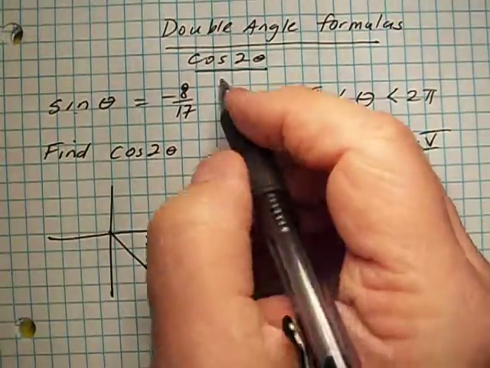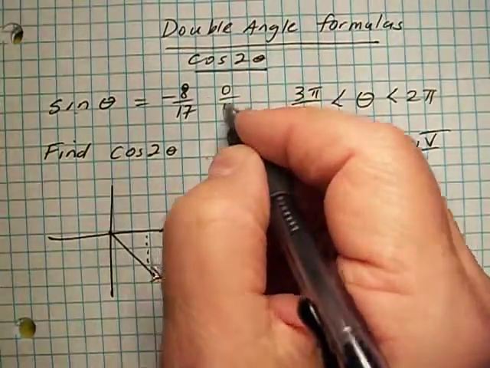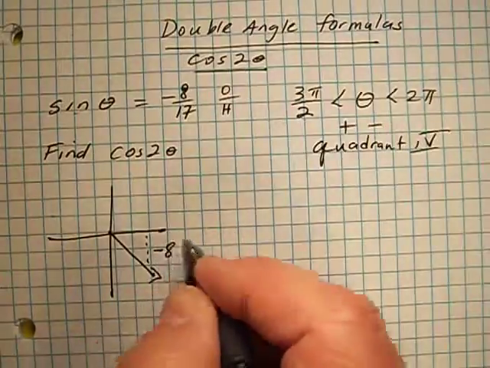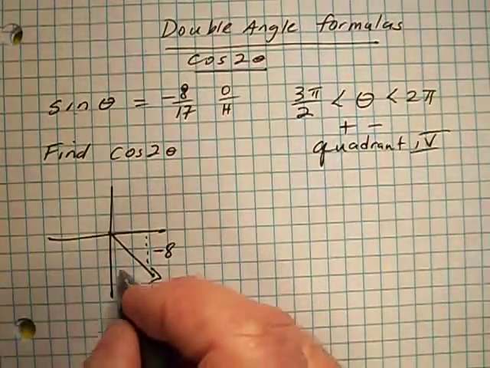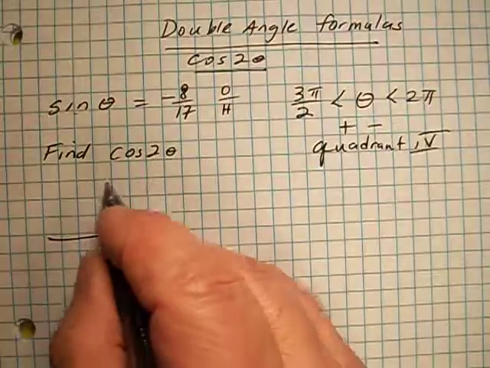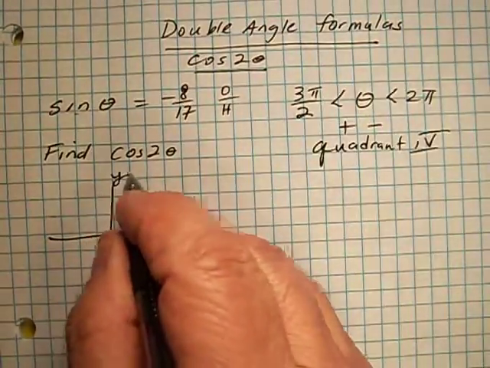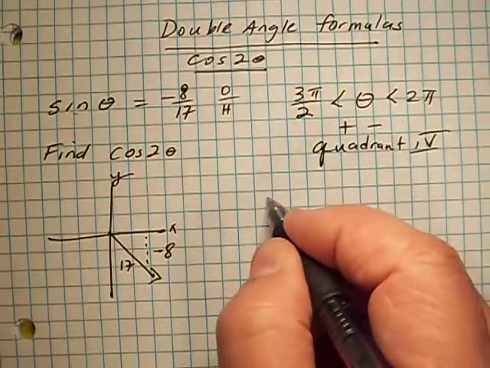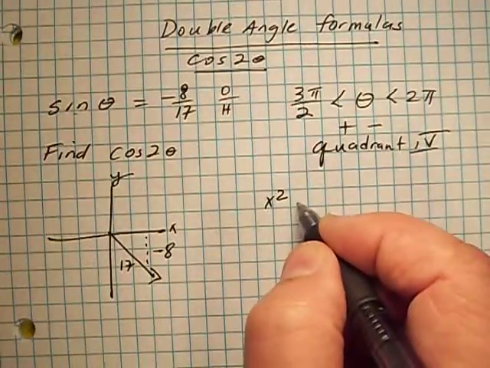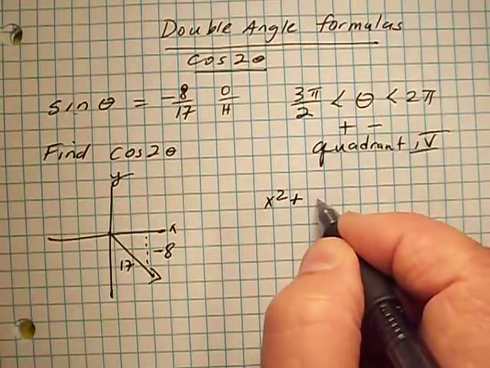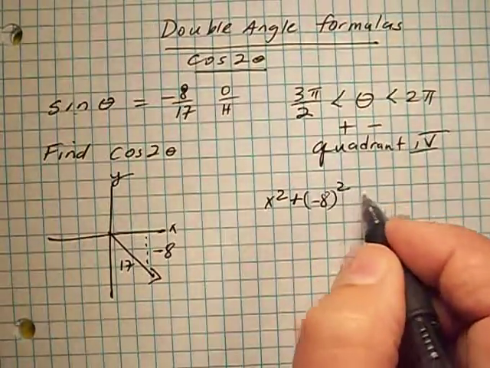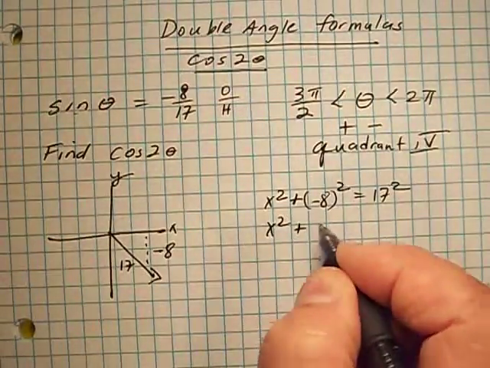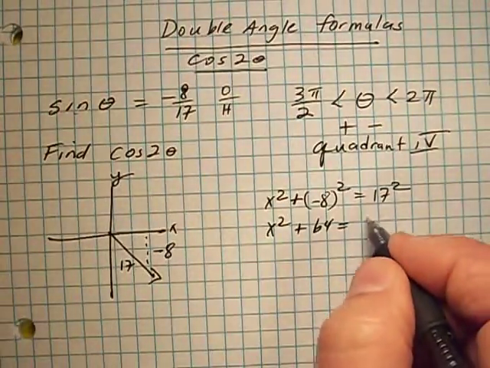We know that sine is opposite over hypotenuse. So the opposite would be negative 8, and the hypotenuse would be 17. What we want to find is this side. We do that by using the Pythagorean theorem: x squared plus negative 8 squared equals 17 squared. X squared plus 64 equals 289.